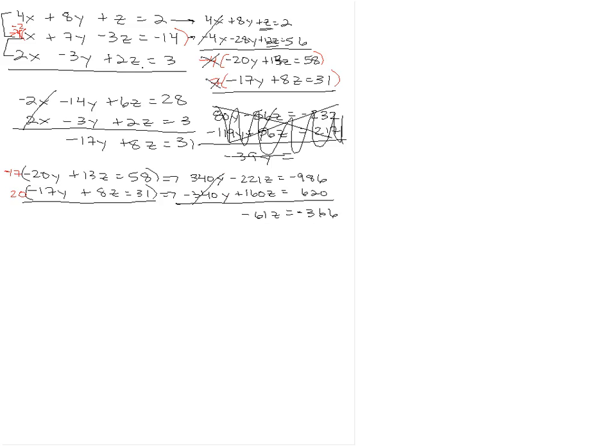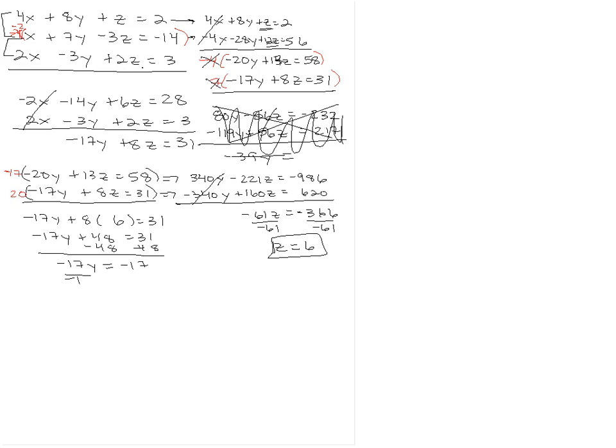So we're going to divide by negative 61 and there we go, you get z equals positive 6. All right, we have a z. Now we're going to go back up into, let's just take this one, negative 17y plus 8z. We have the z. Z is 6. So negative 17y plus 48 equals 31. Move the 48 over. You get negative 17y equals negative 17. Divide by negative 17, and you get y is 1.